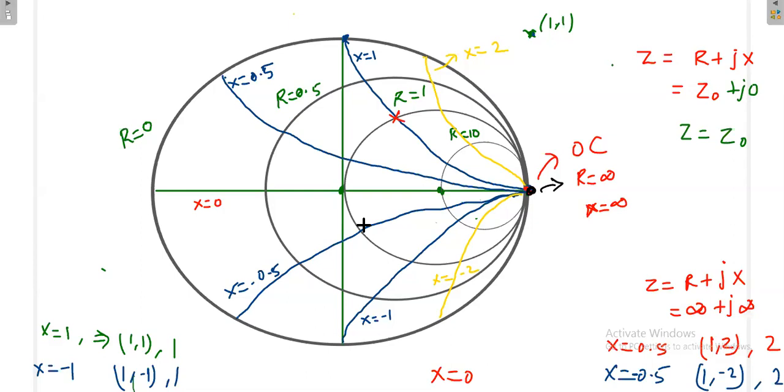Constant resistance. You are saying constant resistance, but why are you not worried about X equal to 0? My R is equal to Z naught, X is equal to 0. Horizontally, you cannot put it on constant resistance alone. Reactance is fixed, reactance is 0. Sir, the center point, horizontally. The center point is R equal to 1 and X equal to 0. You have to cut the R equal to 1 circle.